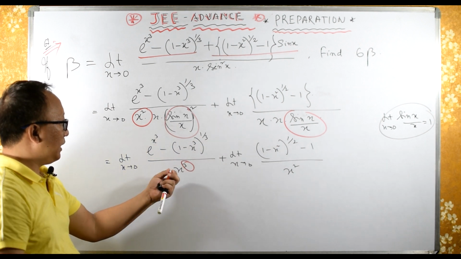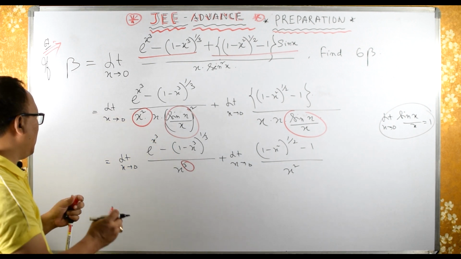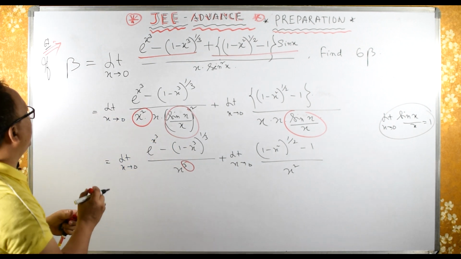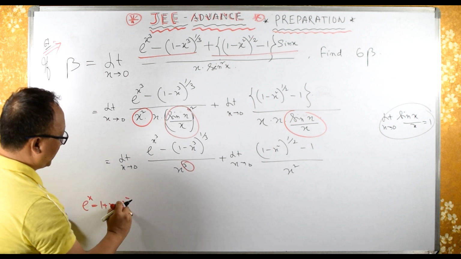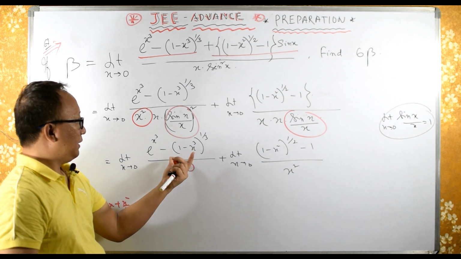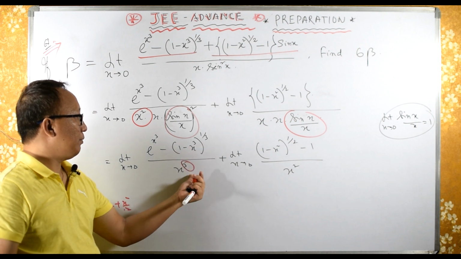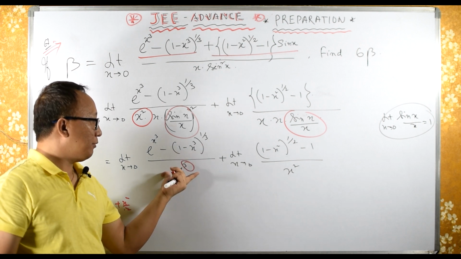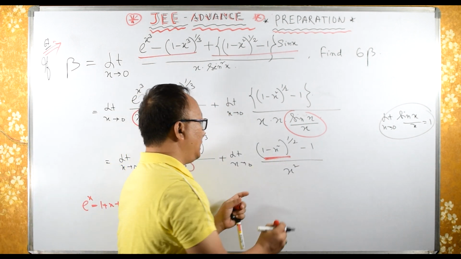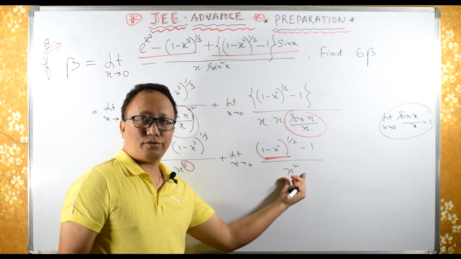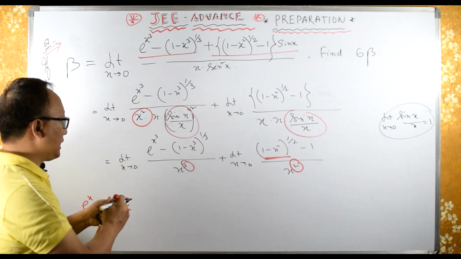Therefore, let's expand this e raised to x cube. We can expand it in the form: e raised to x is 1 plus x by 1 factorial plus x square by 2 factorial and so on. Similarly for this term, let's expand till we have x cube, because in the denominator the highest power is x cube. Similarly over here, let's expand this series up to x square, since the denominator's highest power is 2. Similarly 3. Okay, so let's expand this.